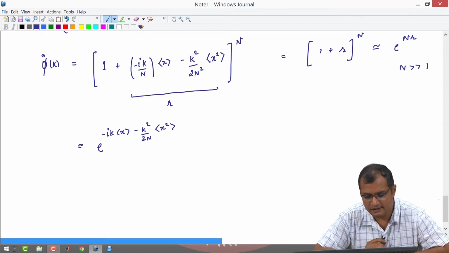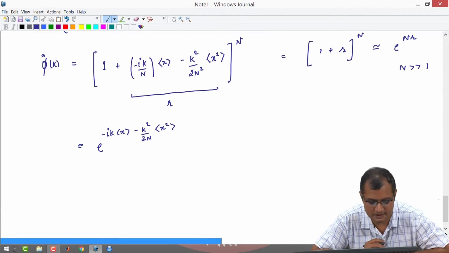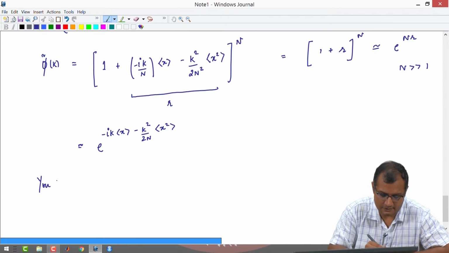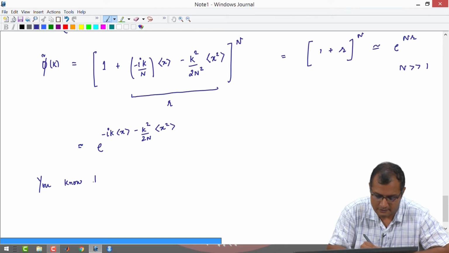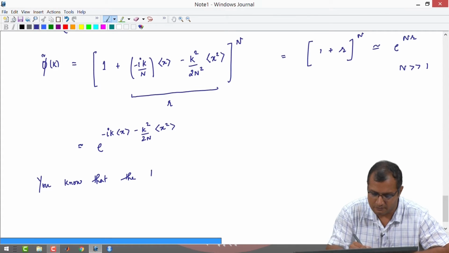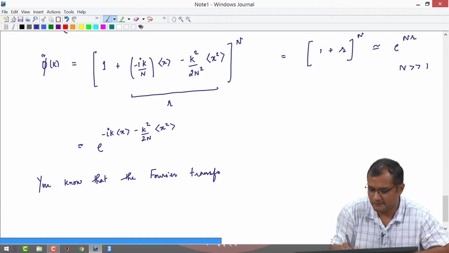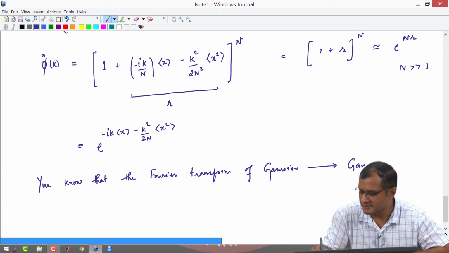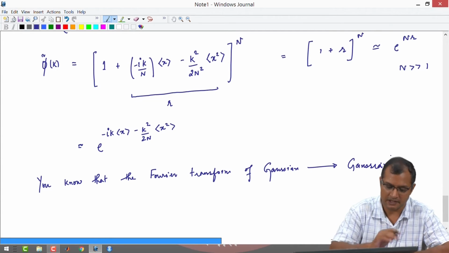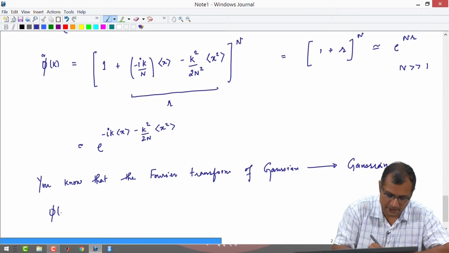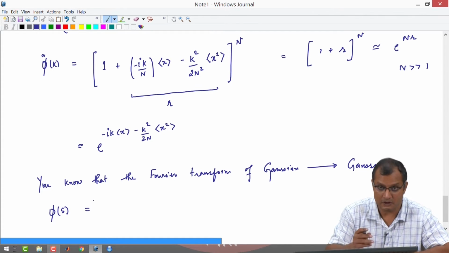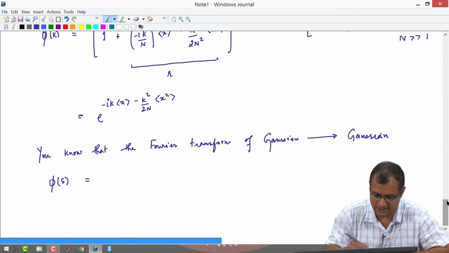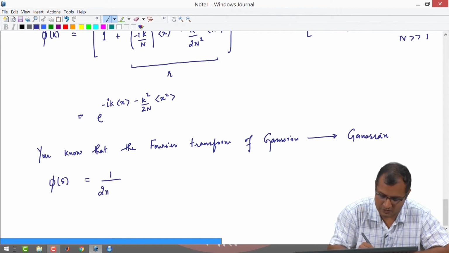Now, what you are looking at here is just a Gaussian characteristic function. You know that the Fourier transform of a Gaussian is also a Gaussian. So, in some sense our theorem is already proved. If I want to compute the PDF phi of s, this will also be a Gaussian distribution. So, my theorem stands proved as is.